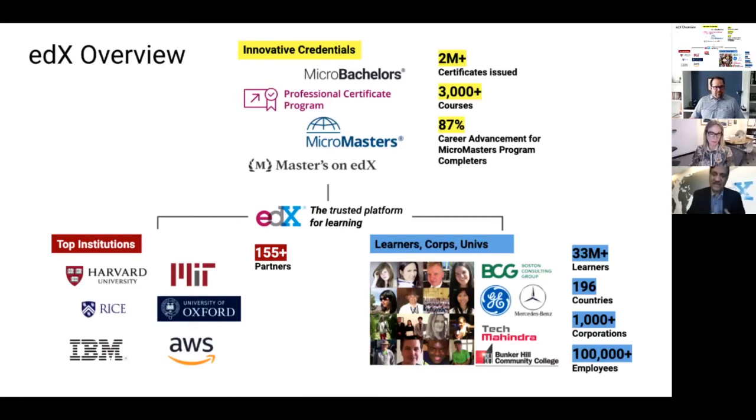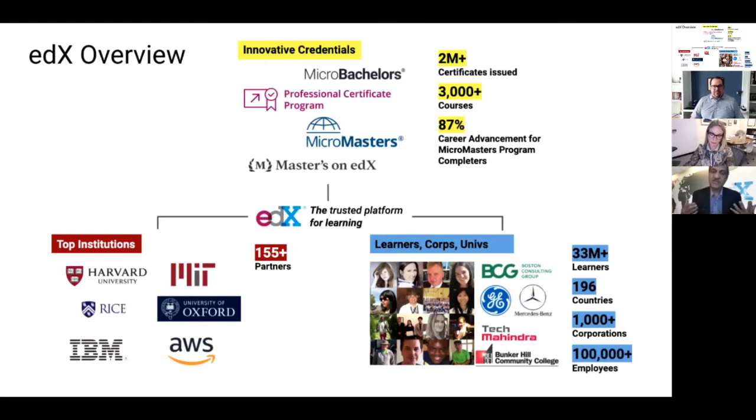So before I begin, just a very quick overview of edX. edX is a learning platform. We partner with some of the top institutions in the world. Caroline Levander's own institution, Rice, is one of our partners. MIT, Harvard, Oxford, Amazon Web Services, IBM, and others are our content partners. We have 160 of these partners. On our platform, these partners create their courses and programs, and we have learners from all over the world who are coming and learning on edX.